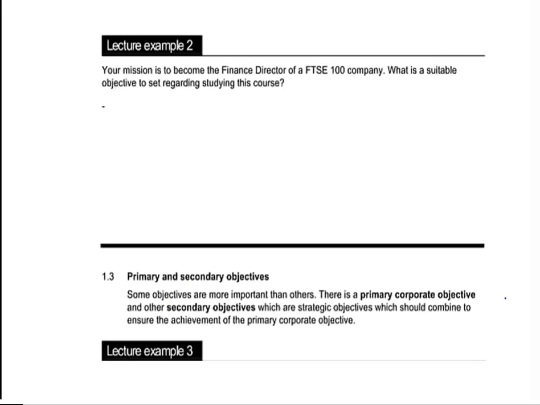In lecture example 2 then, let's imagine that your overall mission is to become a finance director of a FTSE 100 company. Now that's not going to happen overnight, so you'll need a series of objectives and goals to get there. And if we're thinking about a suitable objective regarding this course, remember that that objective needs to be a SMART objective. But getting ACCA qualified is going to help you on your route to becoming a finance director. And in order to get your ACCA qualification, you need to pass each paper, including this one.